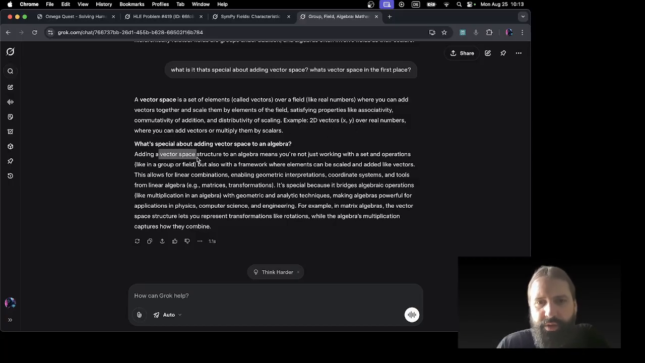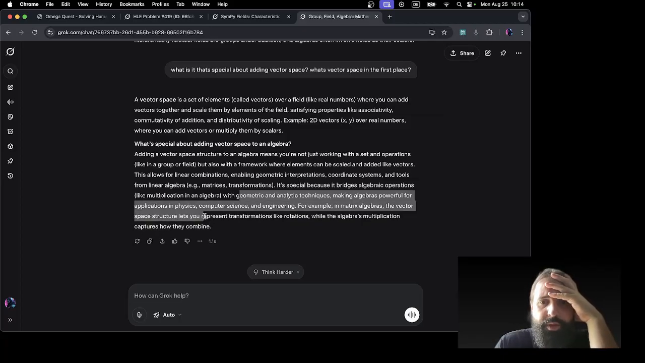Adding a vector space structure to an algebra means you're not just working with a set of operations, but also with a framework where elements can be scaled and added, like vectors. This allows for linear combinations, enabling geometric interpretations, coordinate systems, and tools from linear algebra, matrices, transformations. I never thought about it this way. It's special because it bridges algebraic operations with geometric and analytical techniques, making algebras powerful for applications in physics.